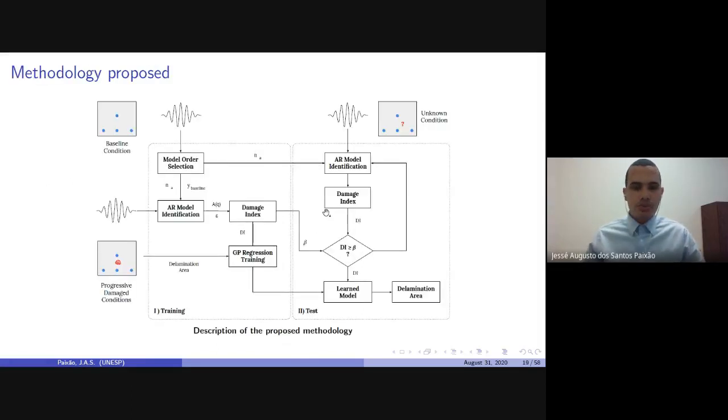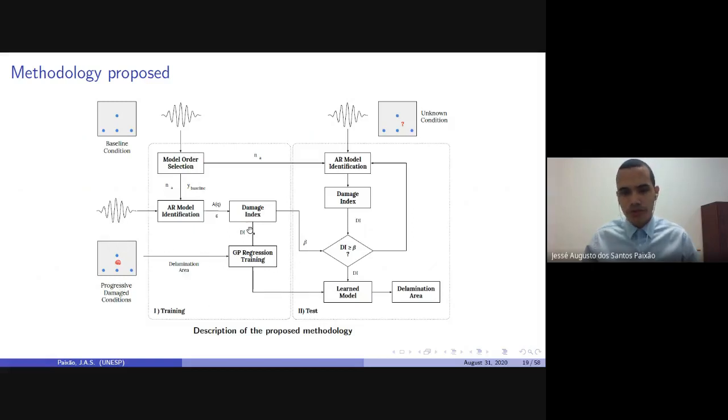Well, in this figure, we have the description of the methodology, which is divided in two steps, the training step and the test step. In the training step, we have to collect data from our structure in the baseline condition, in a health condition. And we have to collect data also from progressive damage conditions of our structure. Then we start this step by selecting the model order using the Bayesian information criteria. After that, we identify an AR model for each acquired signal from the progressive and from the health conditions. Then we extract the damage features and compute the global damage index. This global damage index will be used to train our Gaussian process regression model with the delamination area measured in the progressive damage condition.